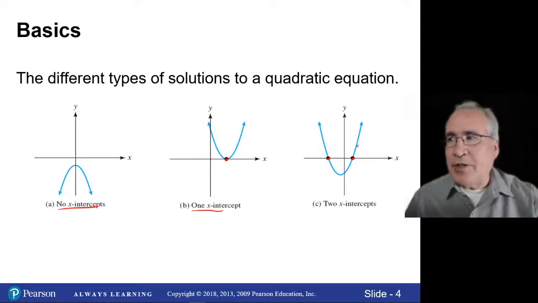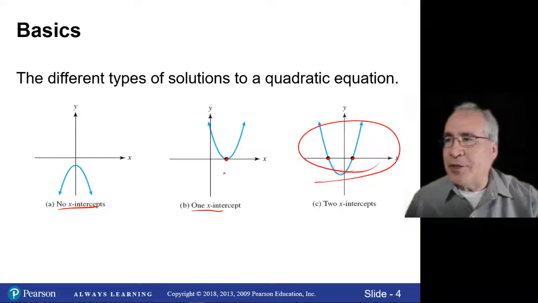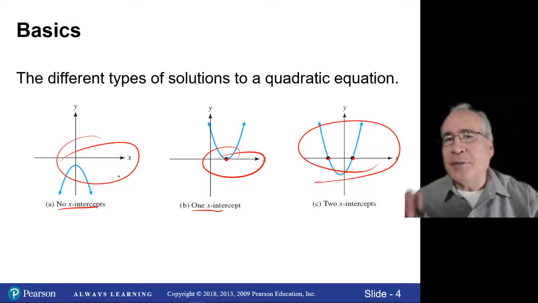Okay, and how do we know? We graph it and we can look. Two solutions. Wow, one solution. Wow, no solutions. We see it, it's clear, and we just move forward.